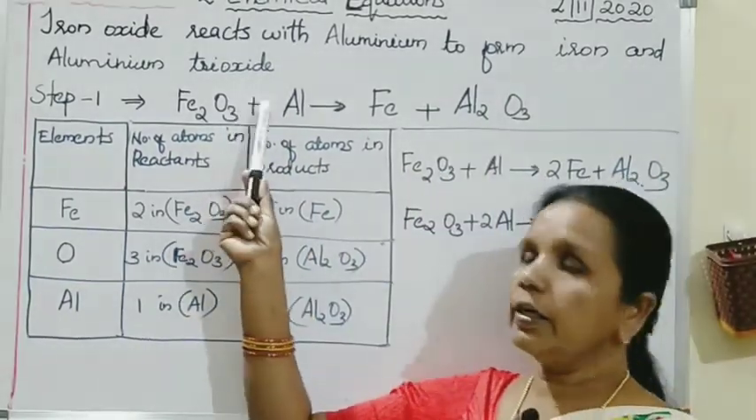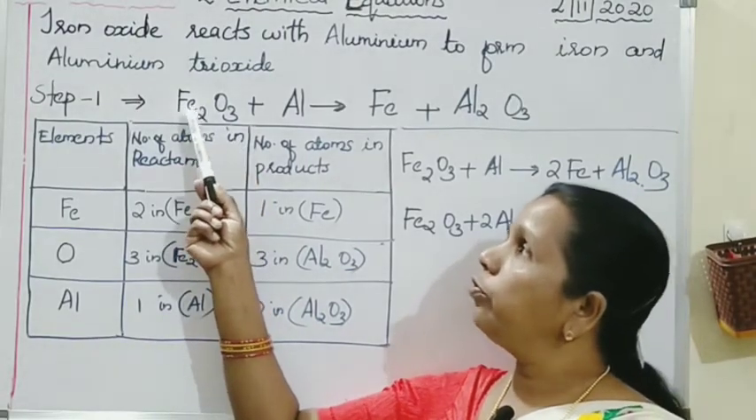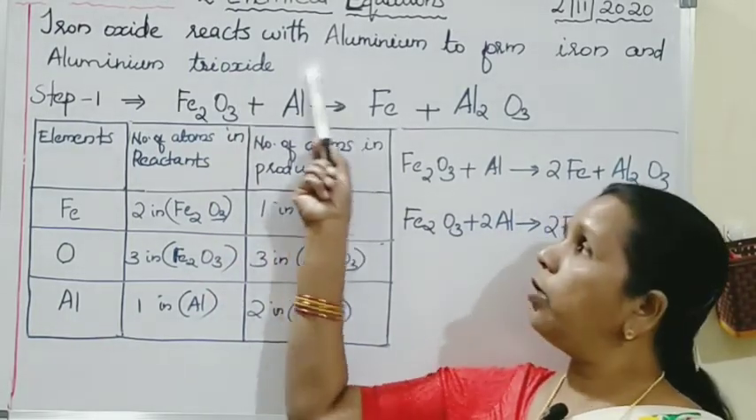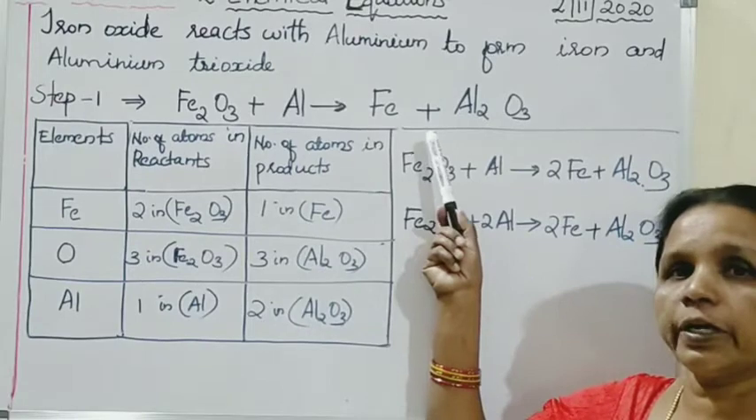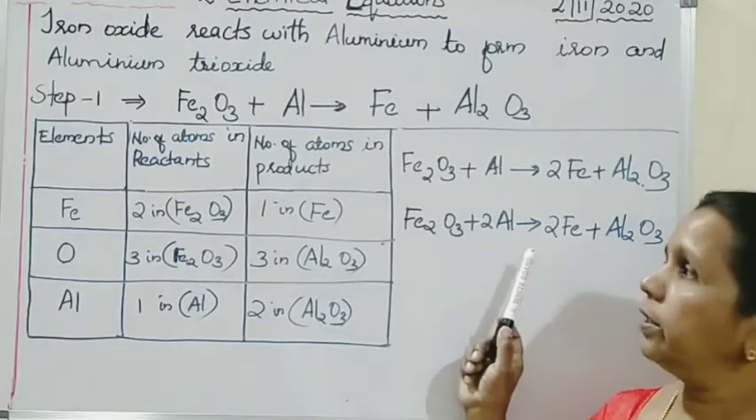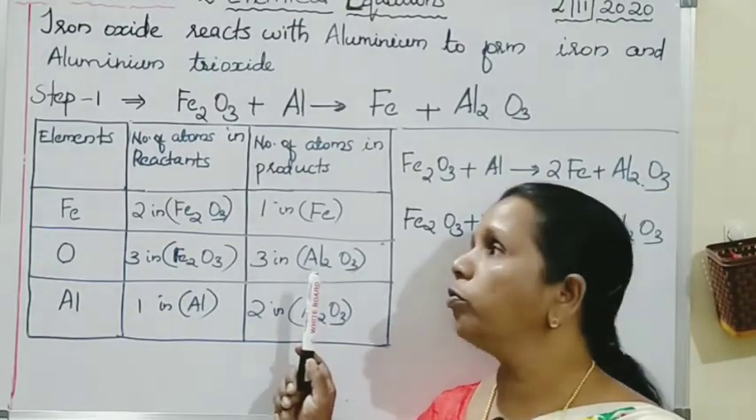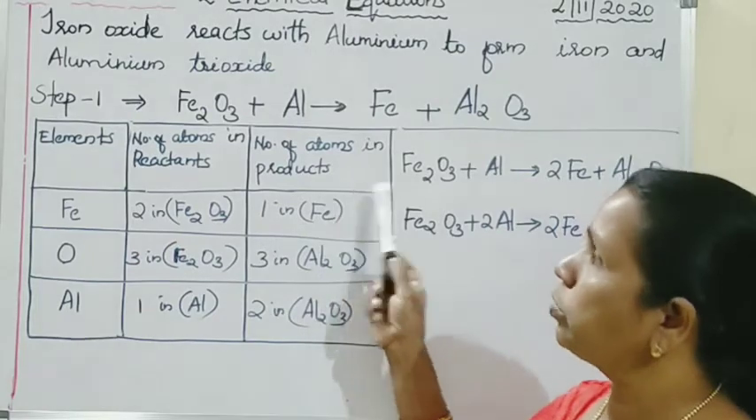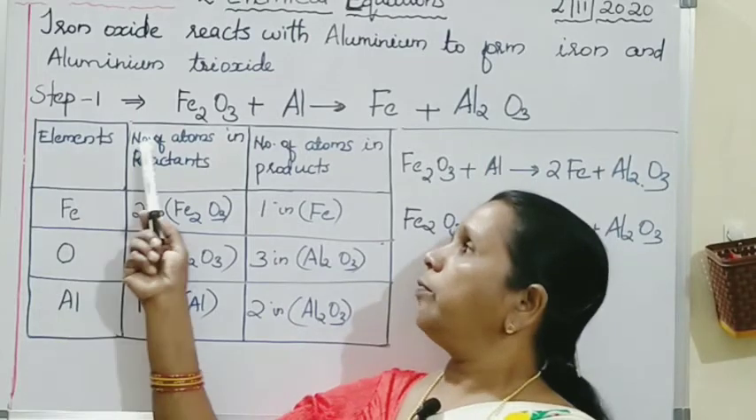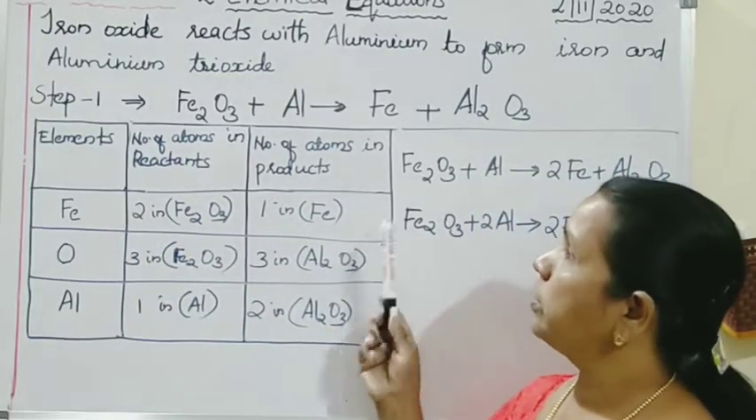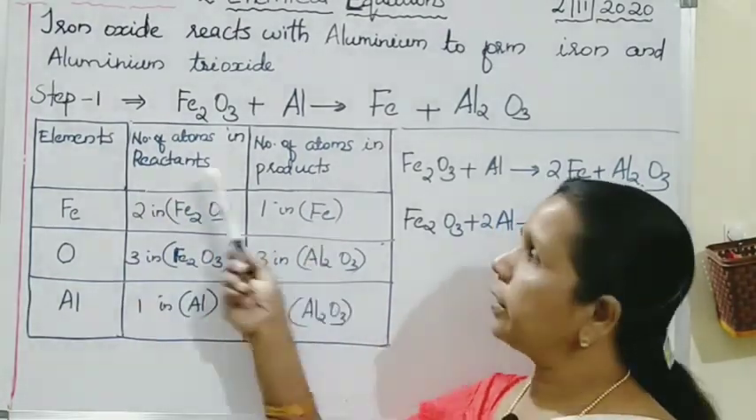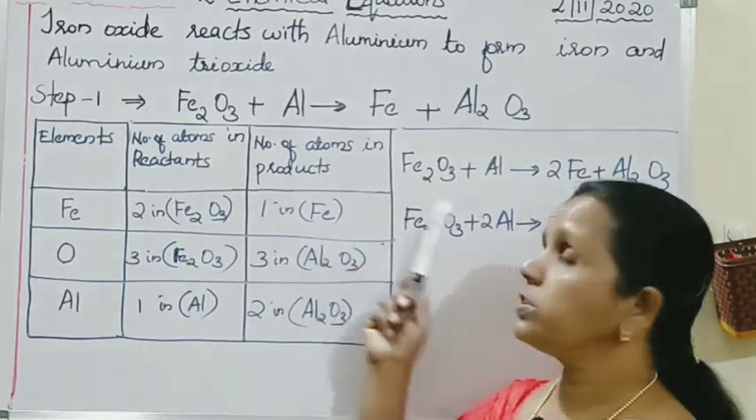What are the reactants here? Iron oxide, Fe2O3, plus aluminium. These two are the reactants, and the products are iron and aluminium trioxide. Now we will compare the number of atoms of the elements on both sides. For that purpose we draw a table with columns: elements, number of atoms in the reactants, number of atoms in the products. Reactants means LHS and products means RHS.